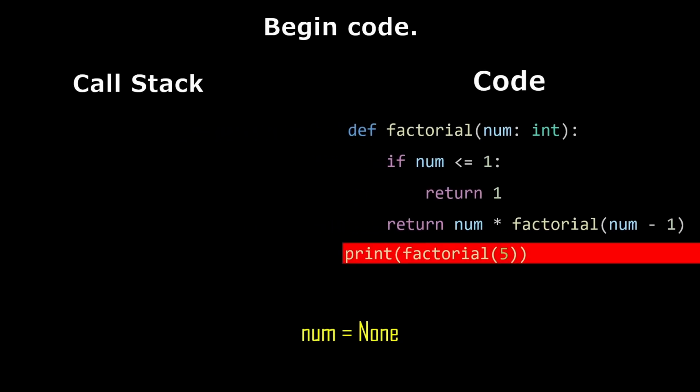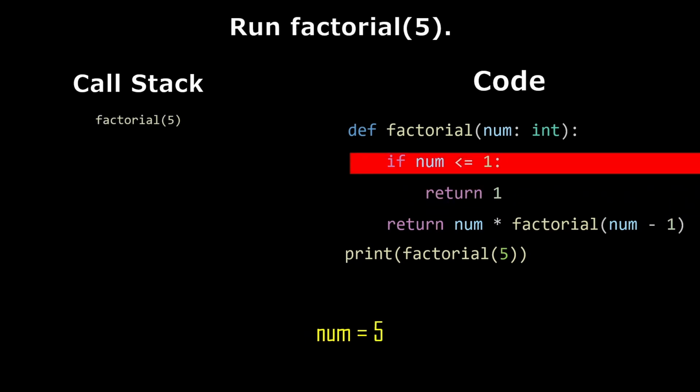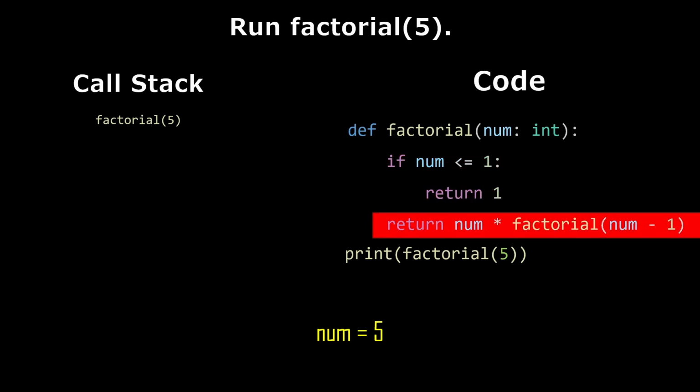So on the right is the code, on the left is a call stack, and on the bottom we're keeping track of the current number. So let's run factorial of 5 so that we can print it. So our current number is 5. Is 5 less than or equal to 1? No, it is not. So we go to this line right here. Return 5 times factorial of 5 minus 1, which is 4. Therefore, we're going to run factorial of 4.